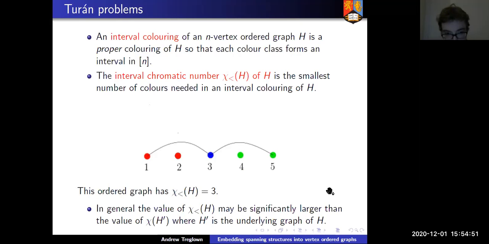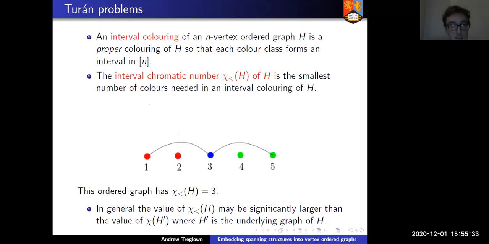Okay, great. So one thing I've written down here is in general, even though say your underlying graph is bipartite, the ordered graph might actually have very large interval chromatic number. So this was a bipartite graph if you ignore the ordering, but it had interval chromatic number 3. And of course, you can see in general that you can have arbitrarily large interval chromatic number, even though say you're bipartite.